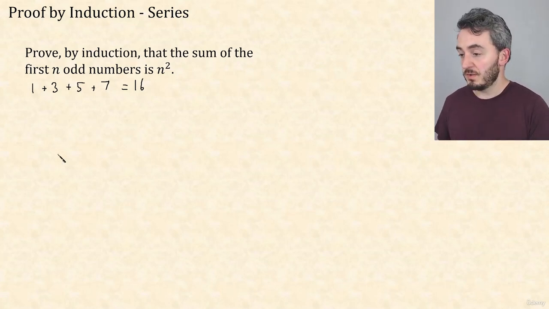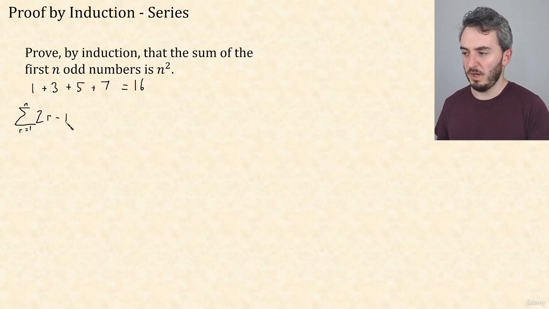It's a nice result. So written out more formally in series notation, this would be the sum from r equals 1 to n of, well, it's going to be 2r minus 1. An odd number can be 2r plus 1 or 2r minus 1. In this case, I want 2r minus 1 because when r equals 1, I want 2 times 1 is 2, minus 1 is 1. That just guarantees it starts at 1 rather than 3. I want to show that that's n squared. Okay, so let's try to prove this.